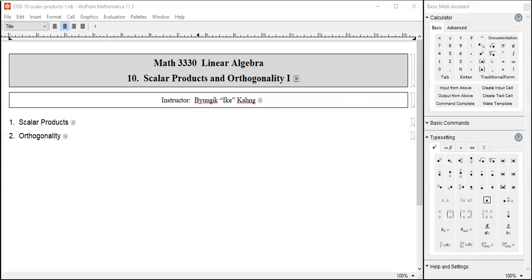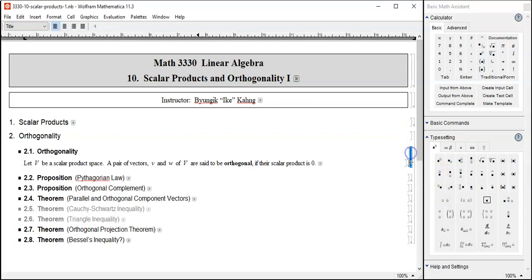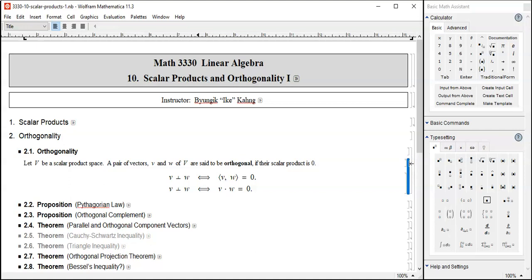Hello students, welcome back. Let us now begin section 2 of this notebook, orthogonality. Here's a definition. A pair of vectors v and w are said to be orthogonal if the scalar product is 0. You can write it like this using the triangular bracket notation, which our textbook author is using, or you can use the dot product notation, which we had been using from trigonometry and precalculus.